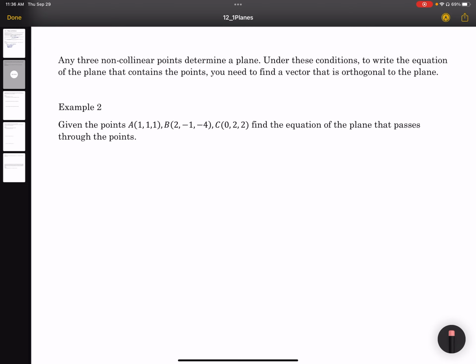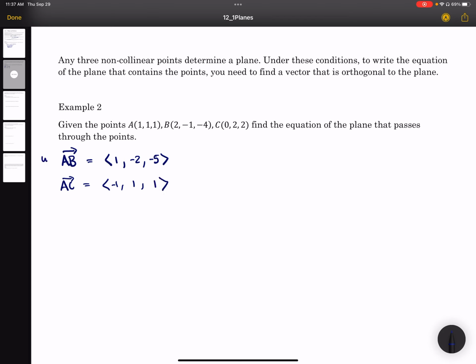So let's make our 2 vectors. We'll have one vector that's AB. Remember, to get AB, we subtract the coordinates of A from the coordinates of B. So AB as a vector is 2 minus 1, which is 1, negative 1 minus 1, which is negative 2, and negative 4 minus 1, which is negative 5. And then AC as a vector is going to equal 0 minus 1, which is negative 1, 2 minus 1, which is 1, and 2 minus 1, which is 1.